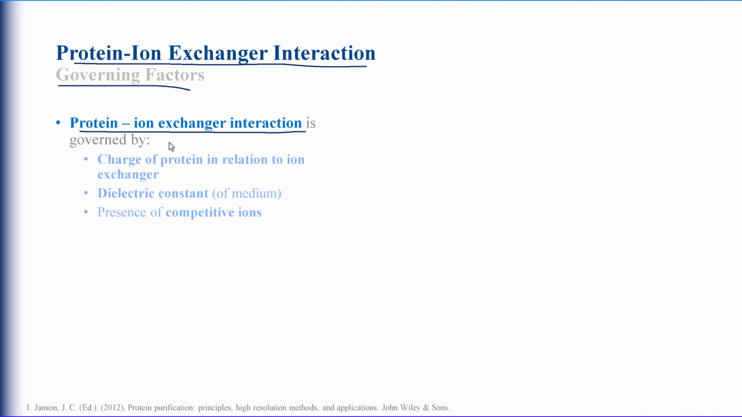Protein-ion exchanger interactions are governed by the charge of the protein in relation to the ion exchanger. It's also governed by the dielectric constant of the medium, and it's also governed by the presence of competitive ions. All of those three factors are important governing factors that govern the protein-ion exchanger interactions.